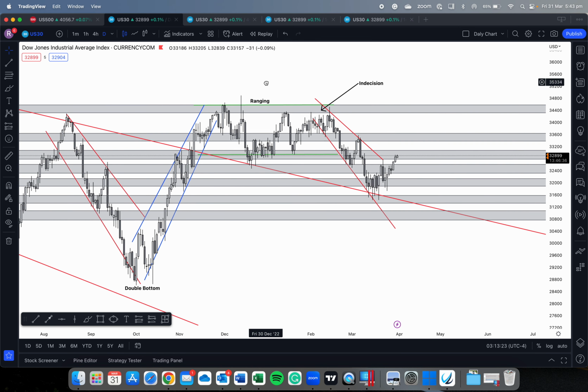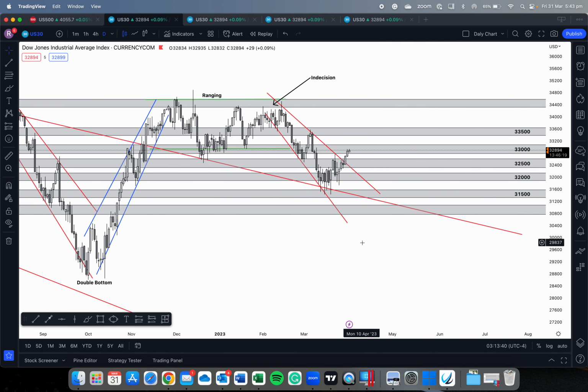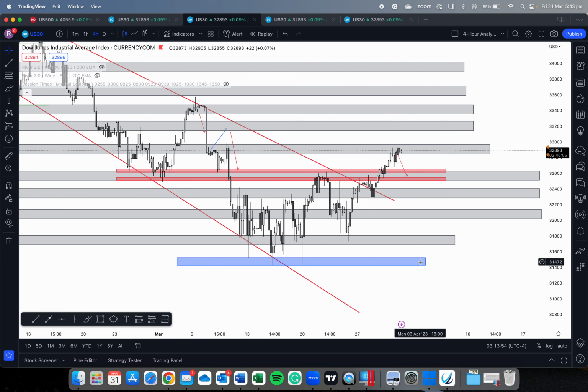And then, quite similar to the US 30. You can see that we've broken this trend line, and it doesn't look like it's holding back just yet. Because we're trading the London session, all these really big moves are not happening as much as they would in the New York session, so kind of just waiting to see what happens.